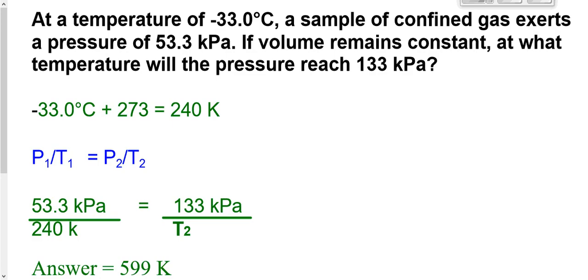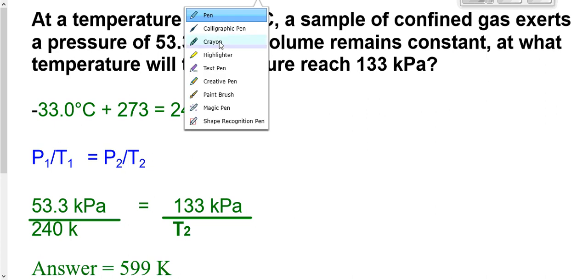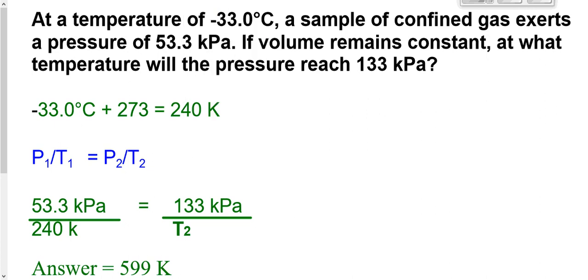We have a couple of problems here that I'm going to solve with you. The first one has temperature and pressure. So again, what we should always start by doing is grabbing our highlighter and taking a look to see what the numbers are and what their units are. We have minus 33 degrees Celsius, 53.3 kilopascals, and 133.3 kilopascals.